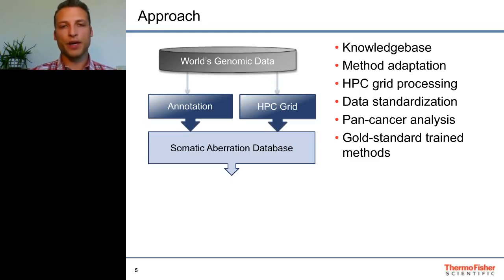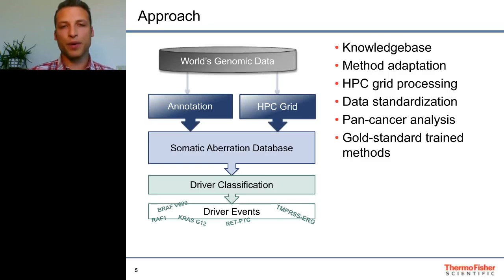From there, we have now a somatic aberration database where things like mutations, fusions, copy number aberrations have all been standardized to a single format, so the data sets essentially don't matter. We can look at either pan-cancer or within cancer, however we want to slice this data. And from there, we really move on to the driver classification. So for the driver classification, again, there's probably as many methods as there are scientists for classifying a potential driver gene in cancer, for example.